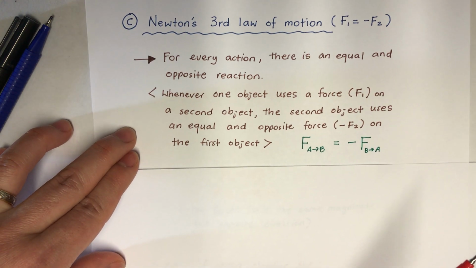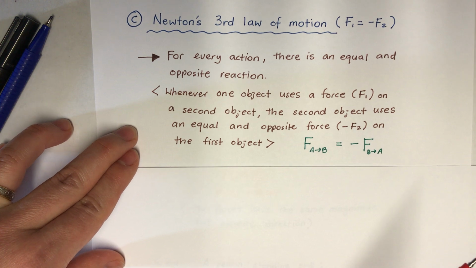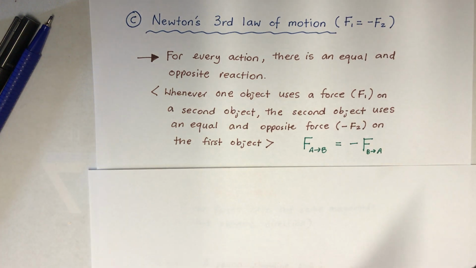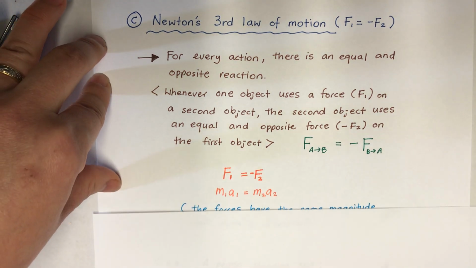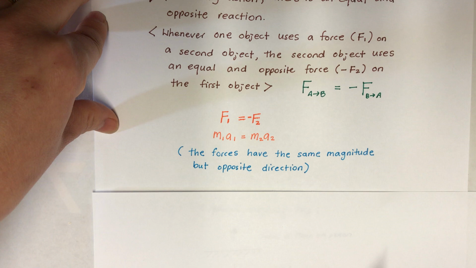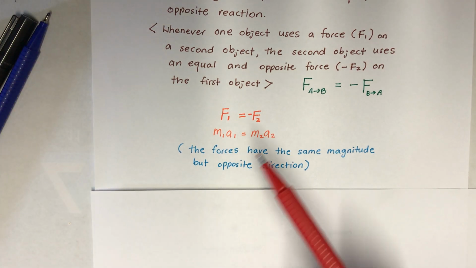Let's have a look at the third law. The third law says, for every action, there is an equal and opposite reaction. So whenever one object exerts a force, let's say force 1, F1, on a second object, the second object exerts an equal and opposite force, minus F2, on the first object. So that tells you something.